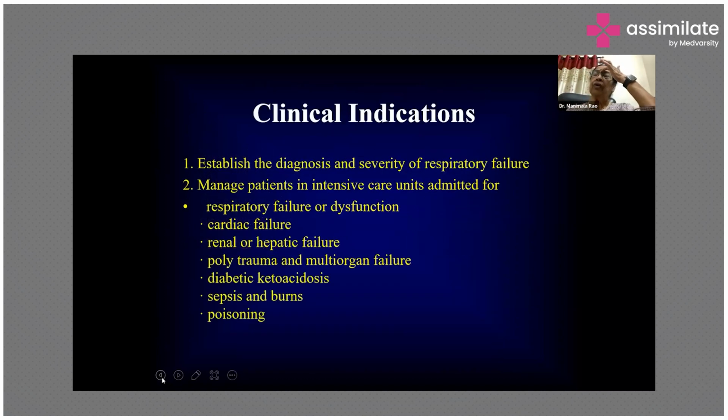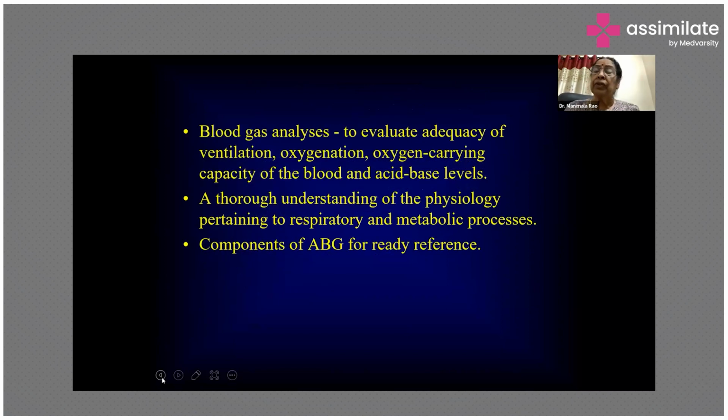So why do we really want to do the blood gas analysis? Let us come to this one.